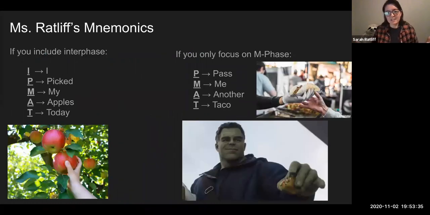So this was a lot, lots of different phases, lots of different new names. So here are some mnemonics that I like to use. If you include interphase, I like to use: I, interphase, picked, prophase, my, metaphase, apples, anaphase, today, telophase. Or if you don't want to include interphase, because technically interphase is a different step than mitosis, you only want to focus on that M phase, that mitosis phase. I like tacos. I love tacos. So I use: pass me another taco. Prophase, metaphase, anaphase, telophase.